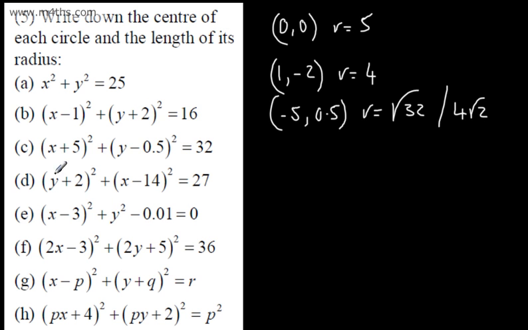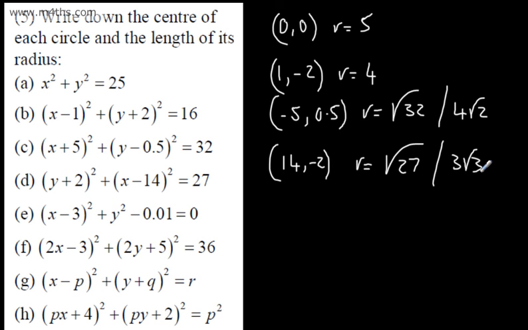We need to be careful on the next one. We've got the brackets switched round. X squared here, x minus 14 all squared, and then y plus 2 all squared. So our coordinates are 14, -2, and the radius is the square root of 27, which we could write as 3 root 3 as a simplified surd.